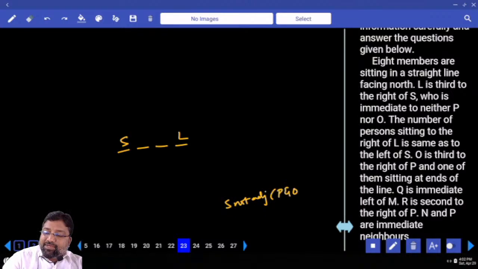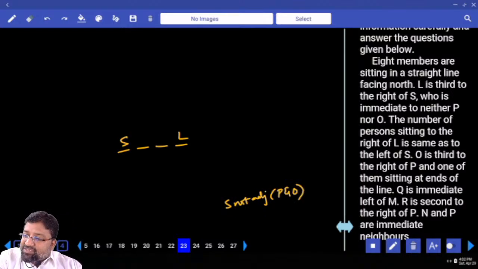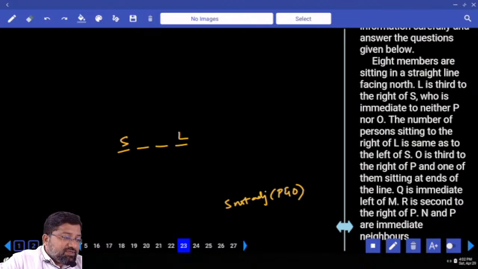P and O. The number of persons sitting to the right of L is the same as to the left of S. What's the total strength?